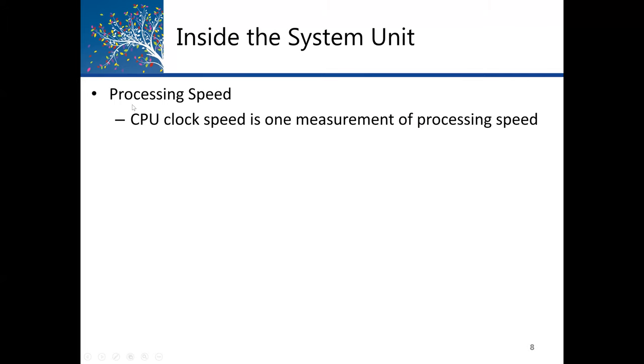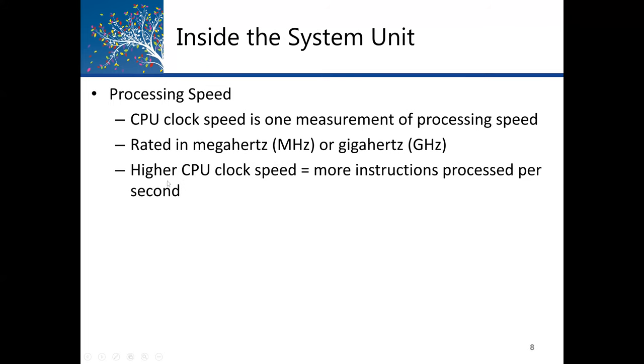Now we will go through what processing speed is. For example, CPU clock speed is one measurement of processing speed, and it's measured in megahertz. Megahertz means million hertz, or gigahertz, which is billion hertz. A unit of hertz is one cycle per second. So we say the higher the CPU clock speed, the more instructions processed per second.